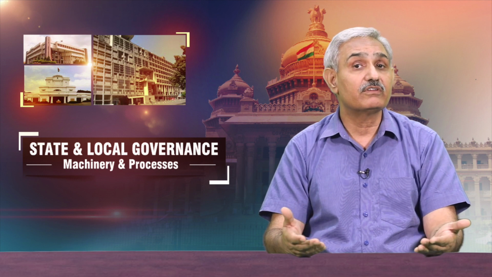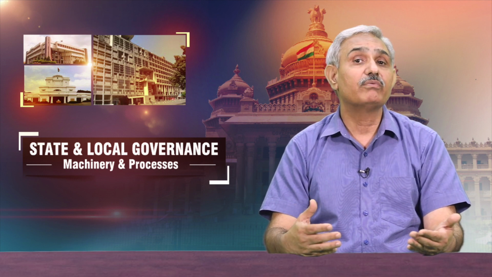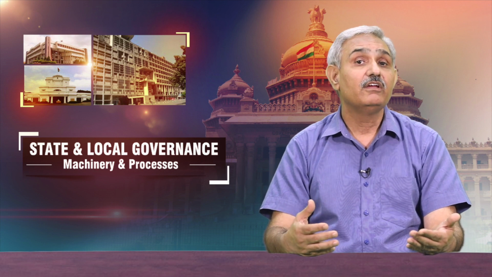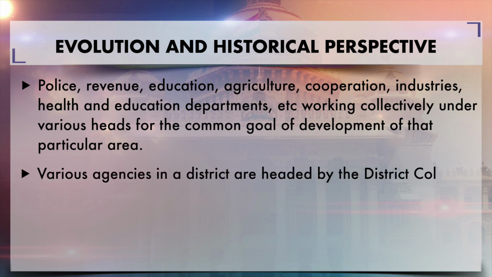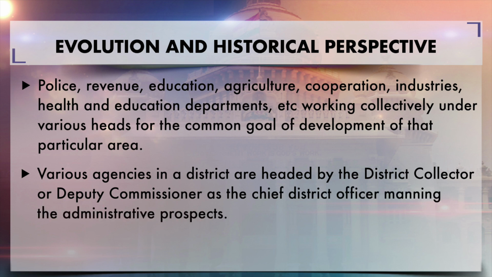The administration of a district today is a combination of various agencies, namely police, revenue, education, agriculture, cooperation, industries, health, etc. They are working collectively under the heads of the respective departments for the common goal of the development of that particular area, that is the district. Herein, the various agencies in a district are headed by the district collector or the deputy commissioner as the chief district officer managing the administrative prospects.